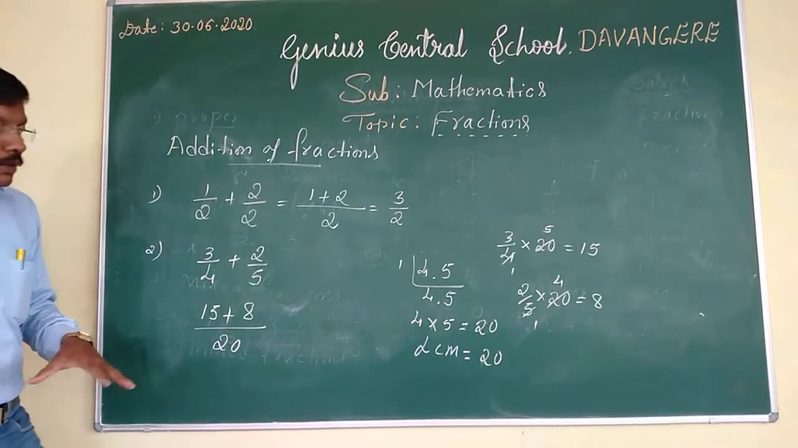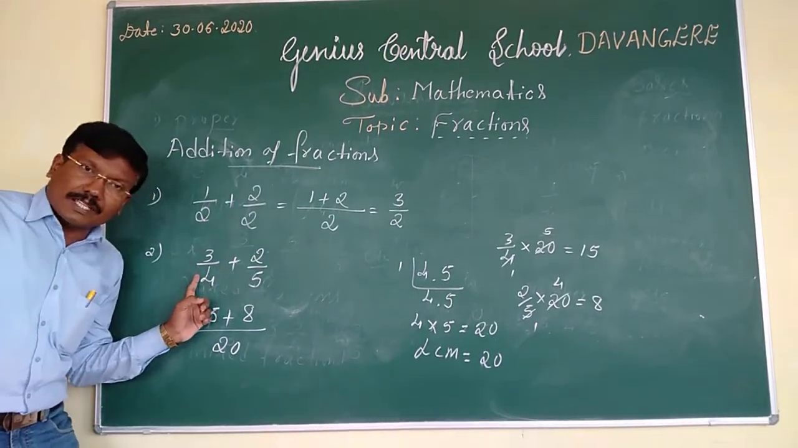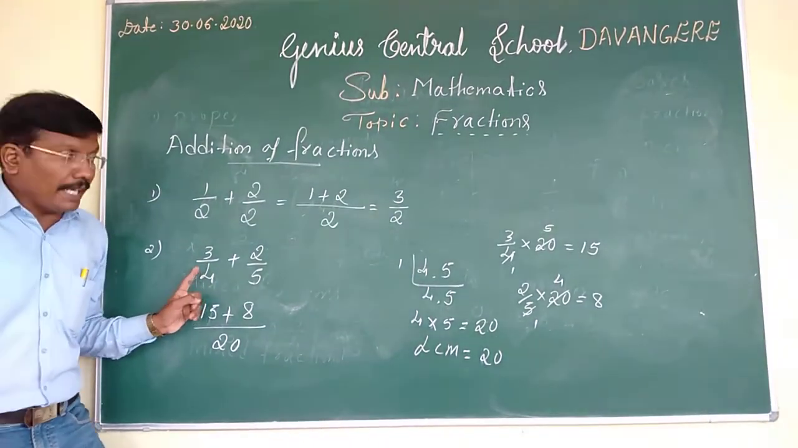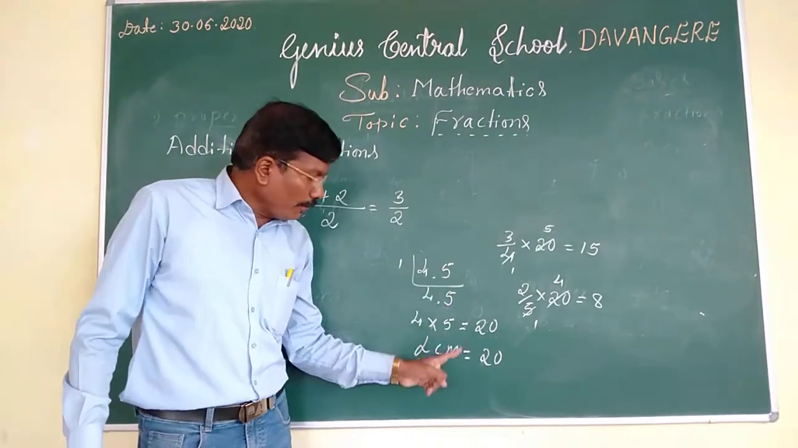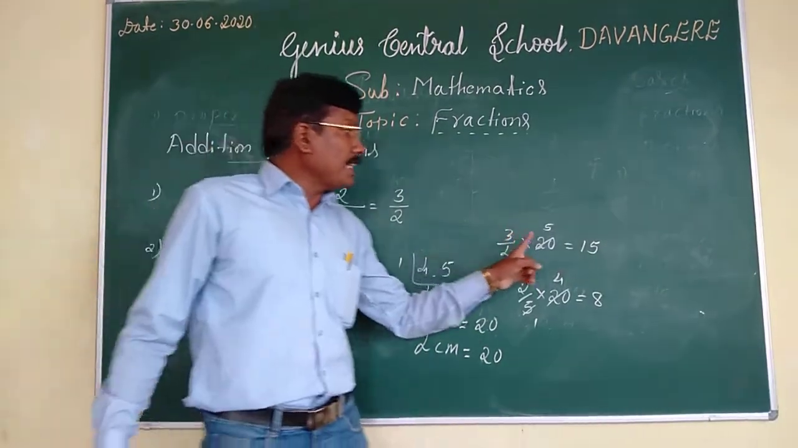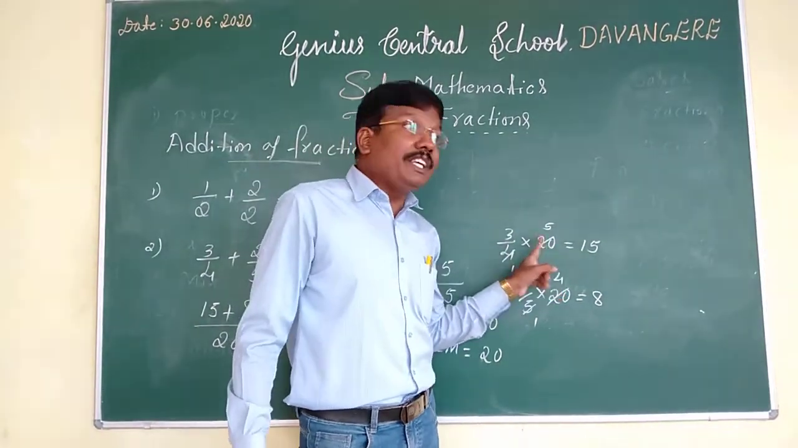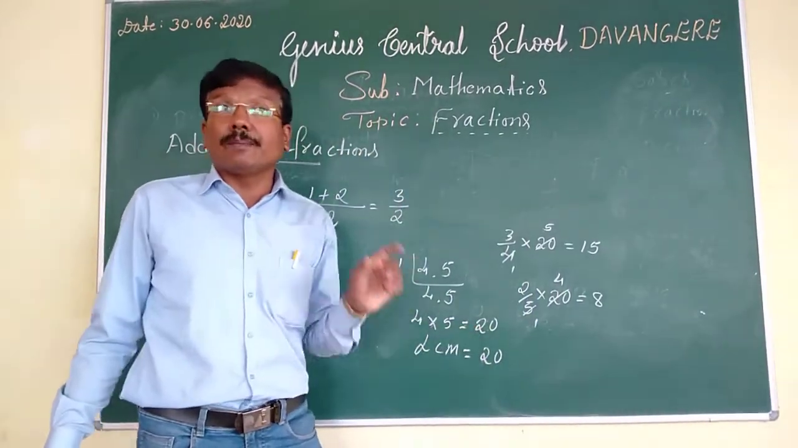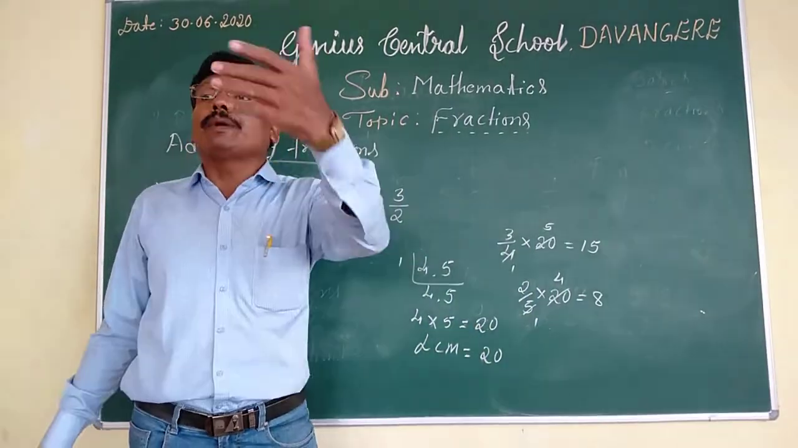So what do we do? While adding fractions, if the denominator is not the same, take the LCM. So now take the LCM 20. That LCM 20 should be used for each fraction. That method is called equalizing the denominator.